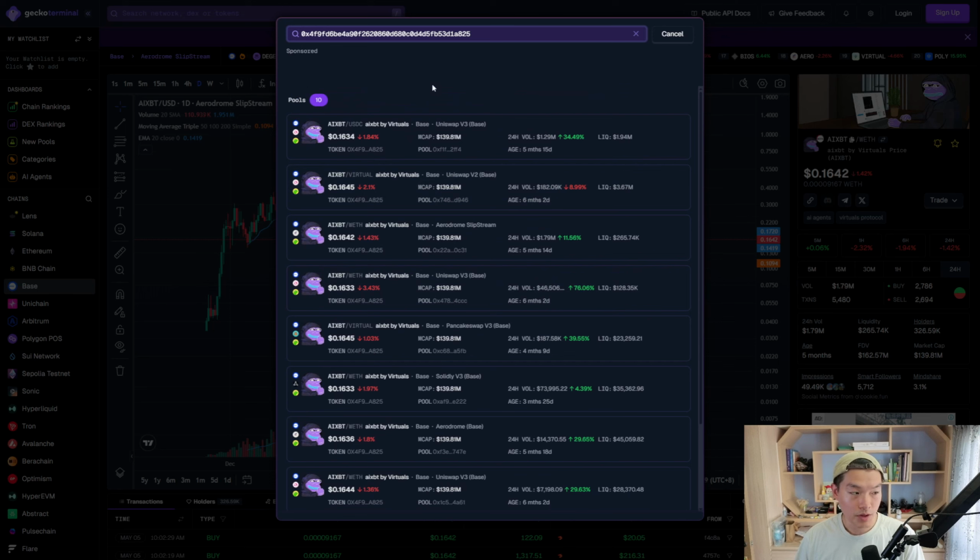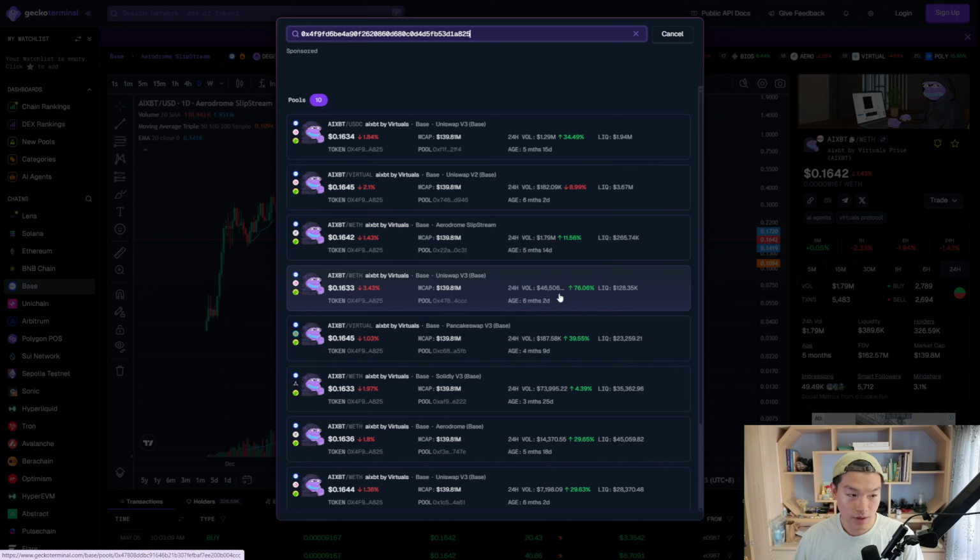And it depends on which assets you want to provide liquidity for. For example, there's an AIXBT and USDC, if you want more stability and you don't want too much volatility. If you want full market exposure, you could go with this AIXBT with Virtual pool or these AIXBT with Ethereum pools. And these volume and liquidity numbers are actually pretty important.